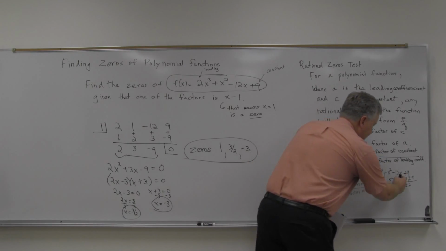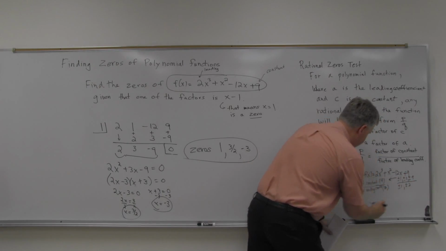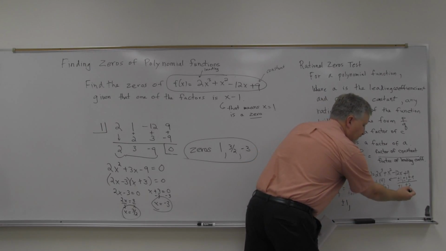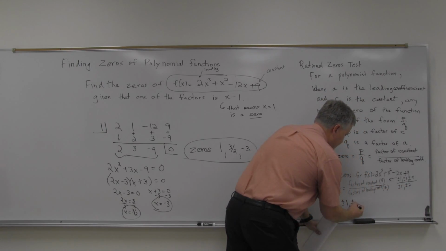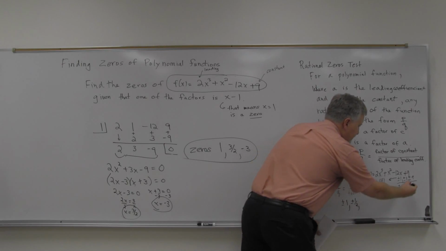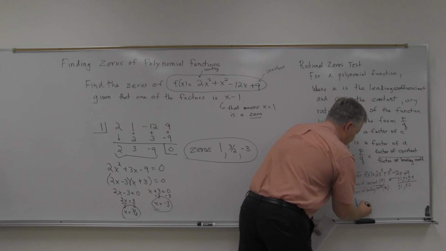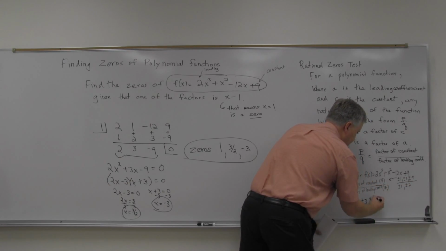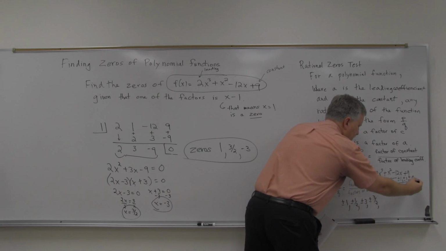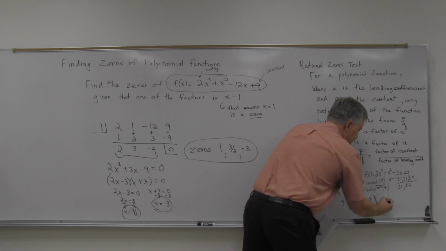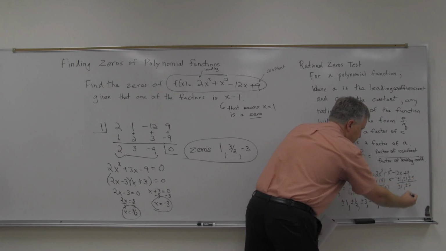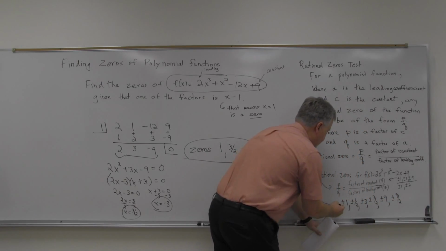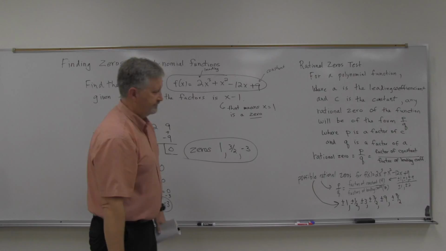So you've got 1 divided by 1, that would be plus or minus 1. You've got plus or minus 1 divided by plus or minus 2, so that would be plus or minus a half. Then you've got 3 divided by 1, so that would be plus or minus 3. 3 divided by 2 would be plus or minus 3 halves. Then you've got the 9, so 9 over 1 would be plus or minus 9, and plus or minus 9 halves. So that's the possible rational zeros here.